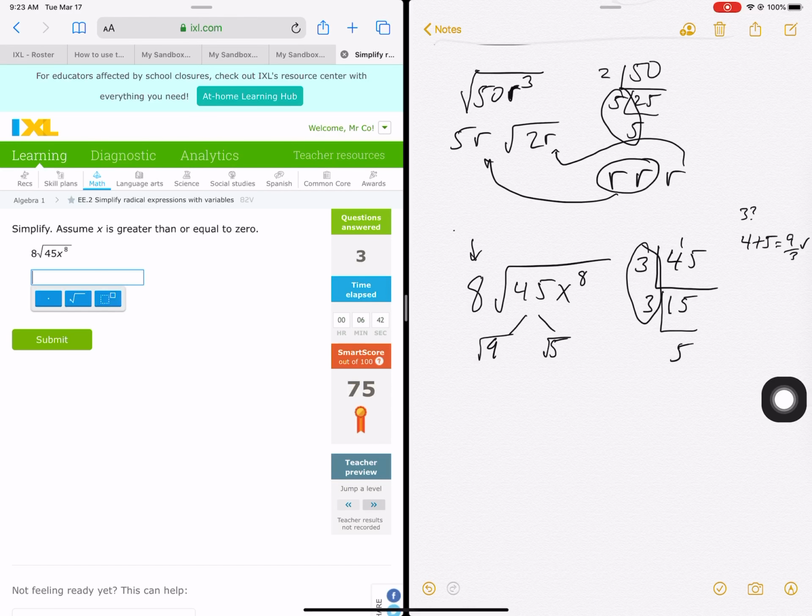So here we go. 8 is already on the outside. We said 3 goes out, also on the outside. We have a 5 left over on the inside.